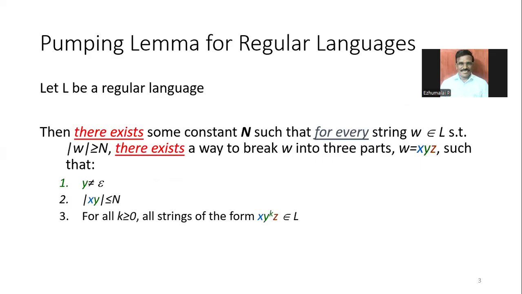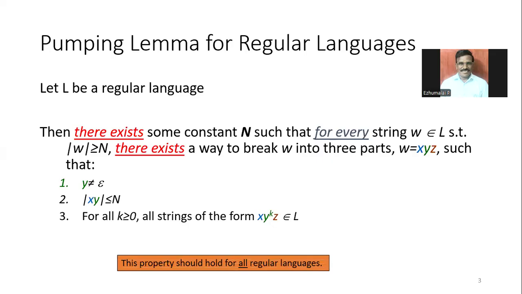The pumping lemma for regular languages. Let L be a regular language. Then there exists some constant n such that for every string w belonging to the language, where |w| is greater than or equal to n, there exists a way to break w into three parts, w = xyz, such that y is not empty, |xy| is less than or equal to n, and for all k greater than or equal to 0, all strings of the form x y^k z belong to L. If these three conditions are satisfied, the language is regular. If the above three conditions are not satisfied, the language is not regular.